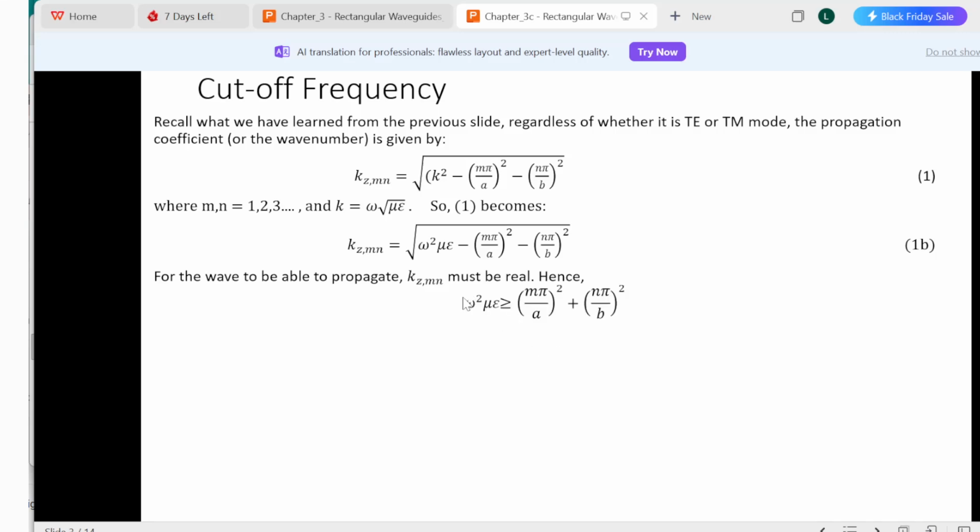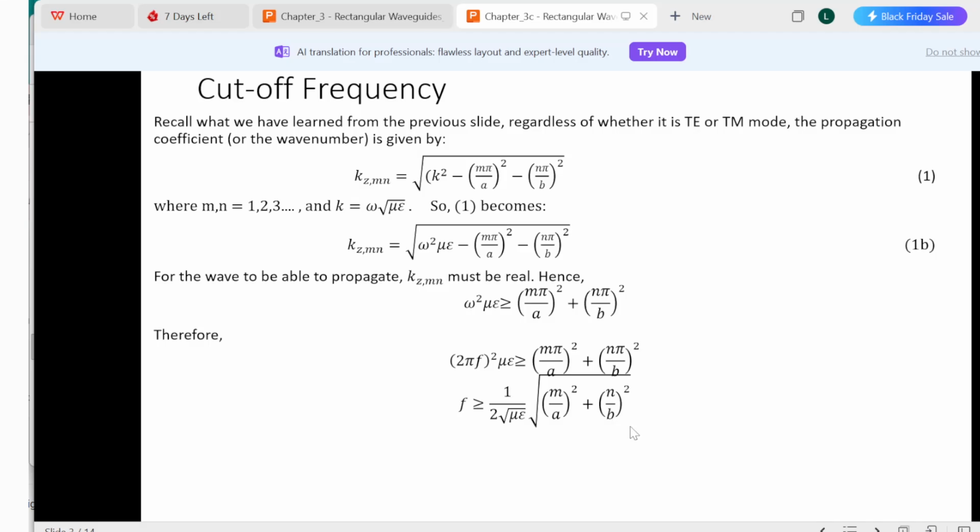And we need to make sure for the wave to be able to propagate in a waveguide medium, k square is greater than this. This means omega square times mu and epsilon is equal to this. And with this in mind, then we can use this to find out the minimum frequency. The minimum frequency, according to this equation, should be equal to 1 divided by 2, the velocity divided by 2, and then times square root of kx squared and ky squared.